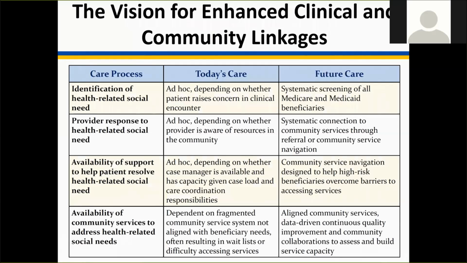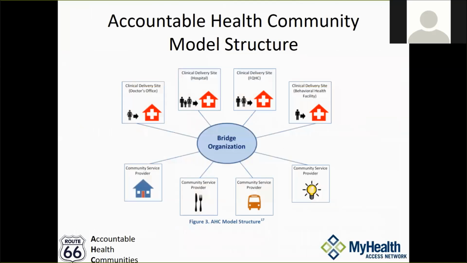This is from Medicare's site, and it basically shows today's care and future care when we do the screening for social needs in the community. And you can see a pretty dramatic difference between today and future, between the individual organizations and doctors trying to get these services versus a community-level navigation component to the delivery system, having fragmented community services that are scattered around the community versus having everyone aligned and using common systems, which I'll tell you more about in a moment.